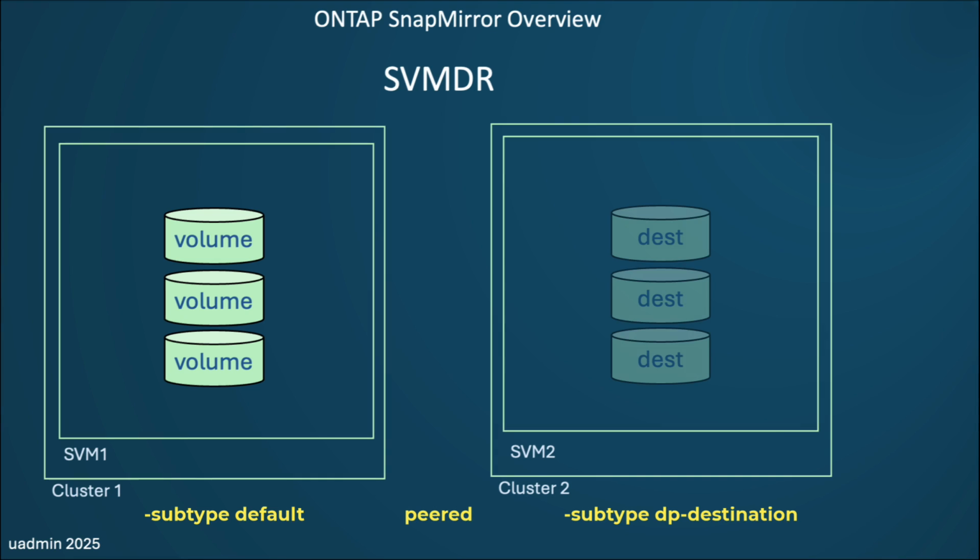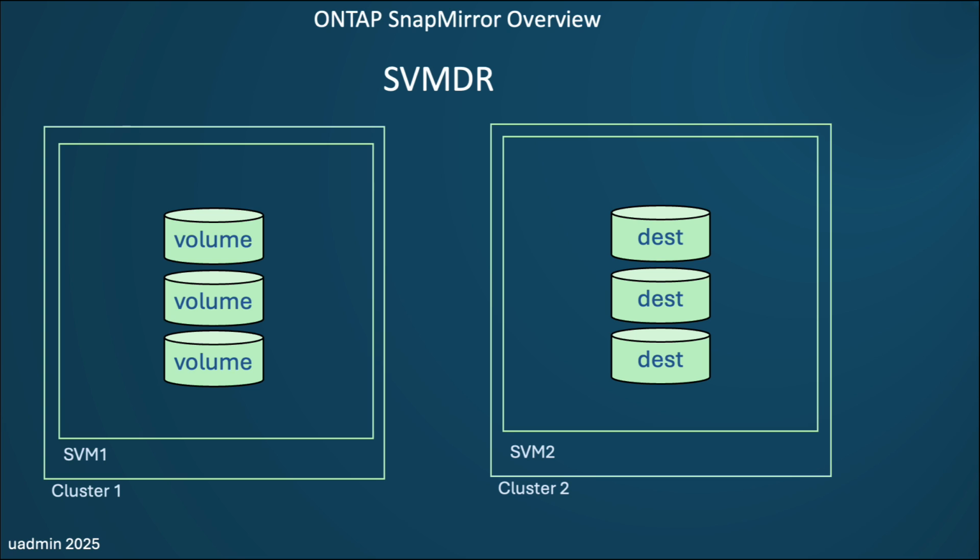Now, the baseline transfer will create new volumes on the destination SVM, and when an update is scheduled, all destination volumes will be updated, and new volumes will be created when the source SVM has new volumes. And destination volumes will be removed when volumes from the source SVM have been removed. And the failover will have the exact same result as the volume-to-volume relationship.